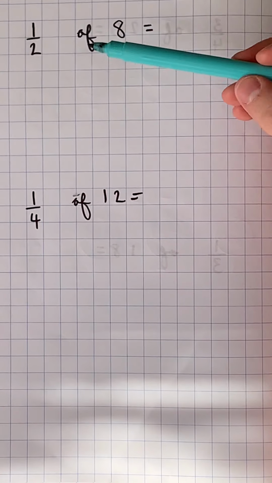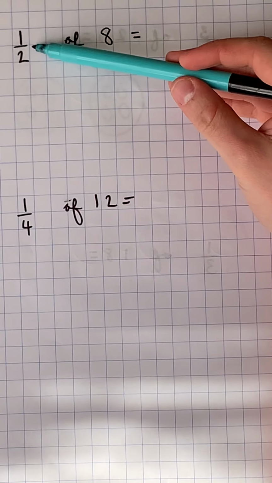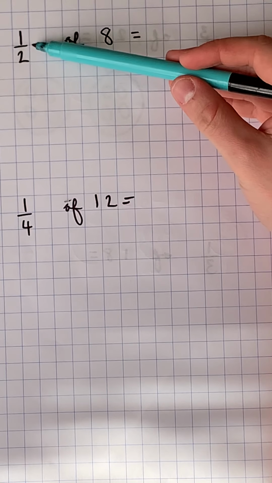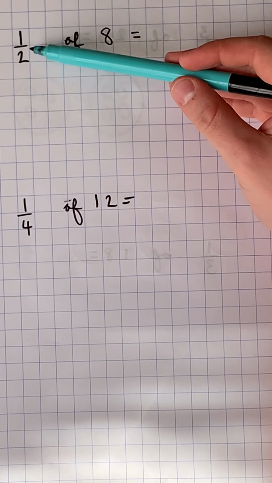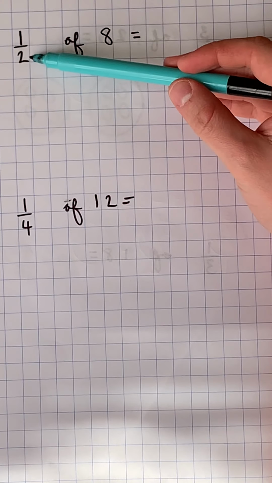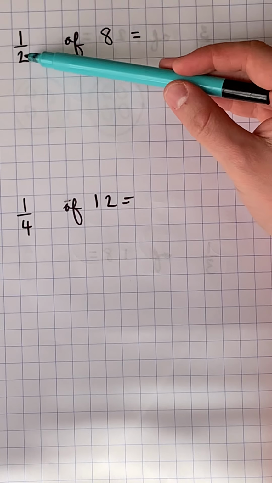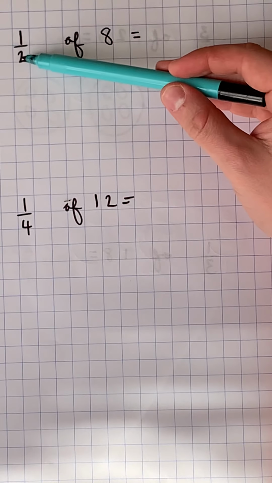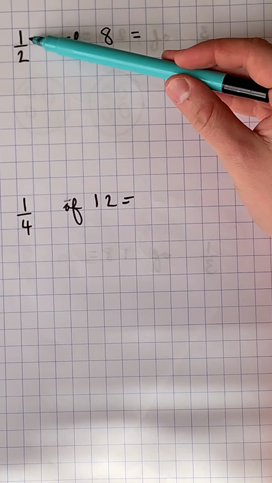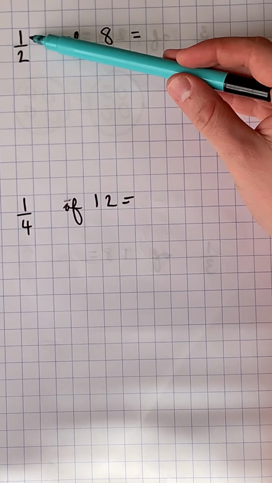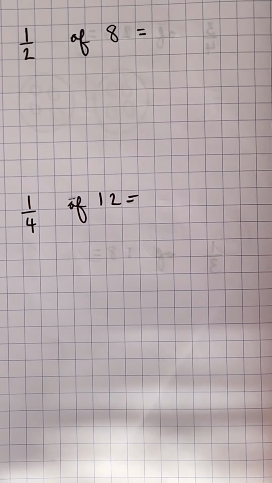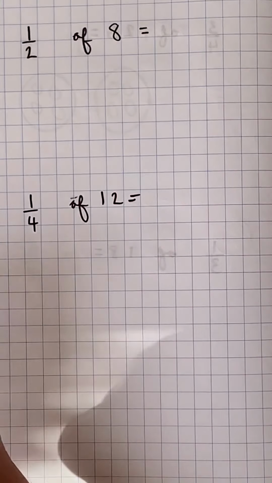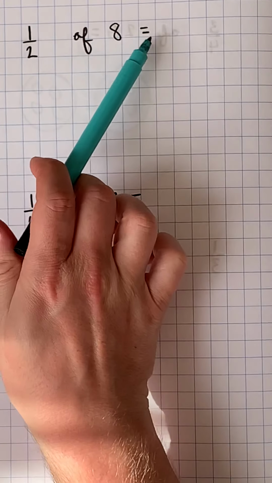So the fraction I've got here is half. Now we need to know that each of these numbers is really important. So the bottom number tells us how many groups we're going to need, how many circles we're going to need to draw. The top number tells us how many of those groups we need to count at the end to find our answer. So this question here says half of 8 equals.